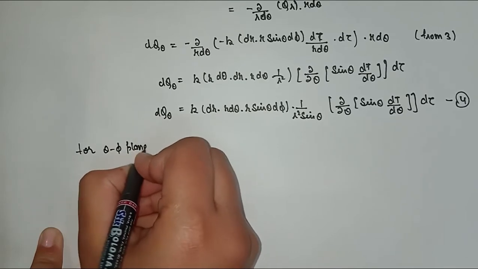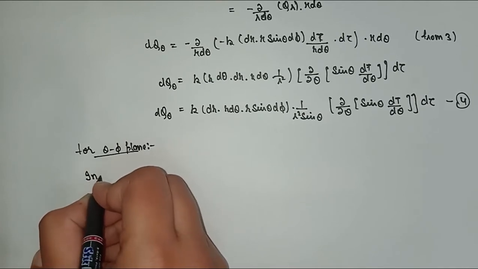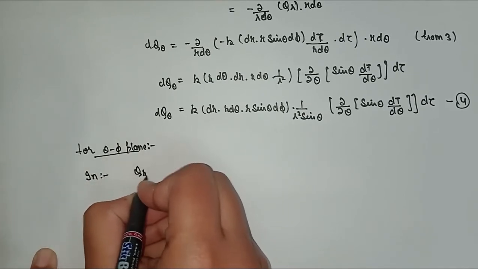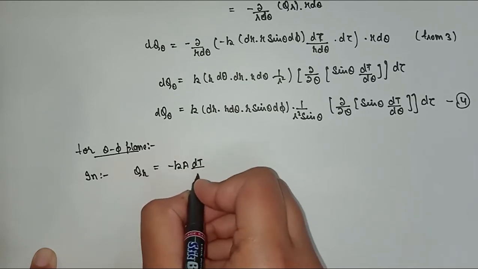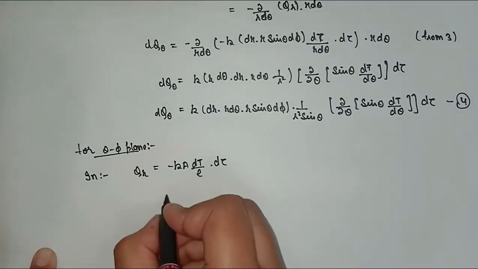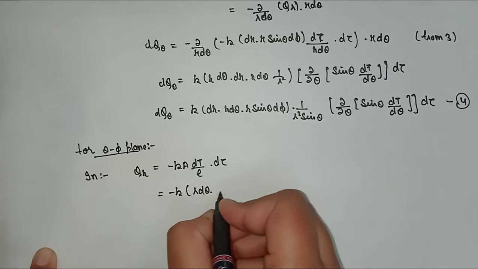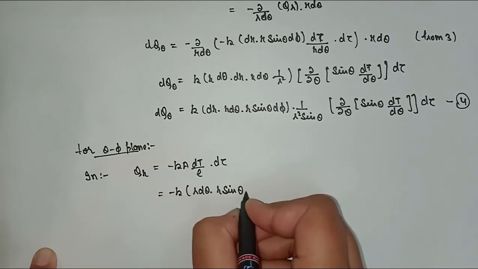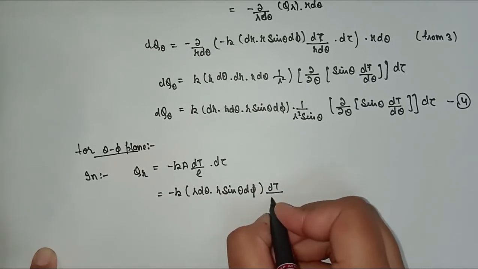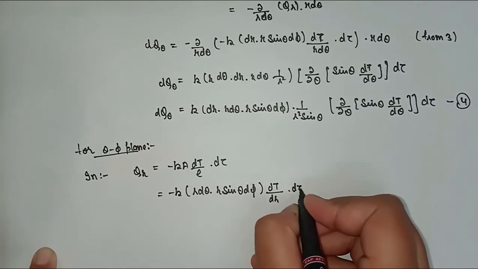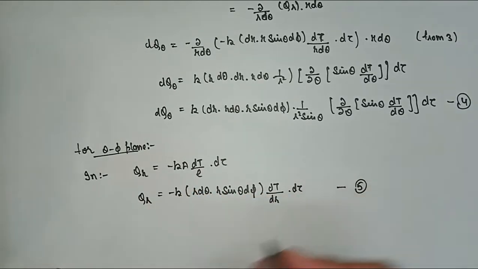Now calculating the same for the θφ plane. Heat that goes in this plane will be equal to Qr, and Fourier's law will be used. Now substituting the values, we will get Qr equals minus k into r dθ into r sinθ dφ into dT upon dr into dτ. Let's mark this as equation 5.